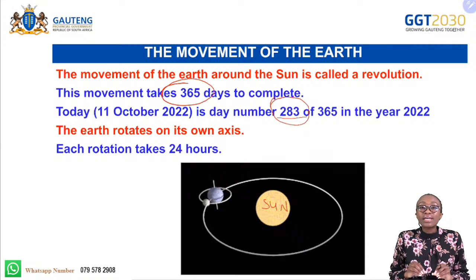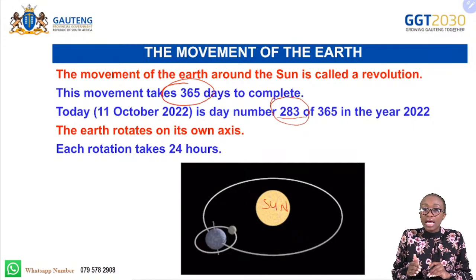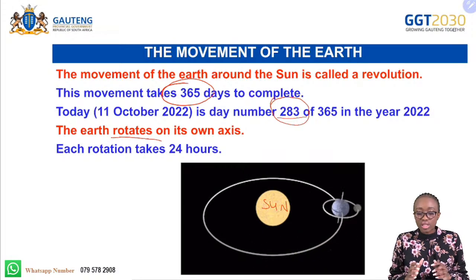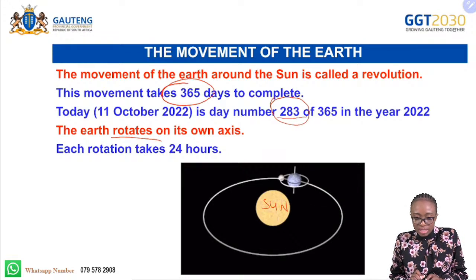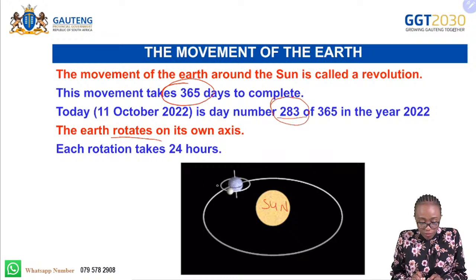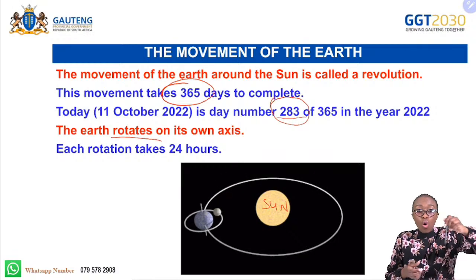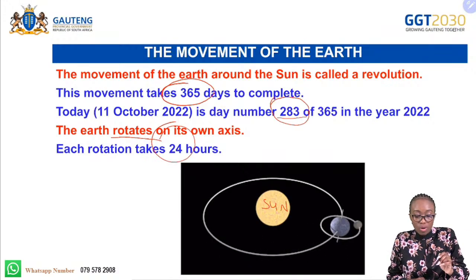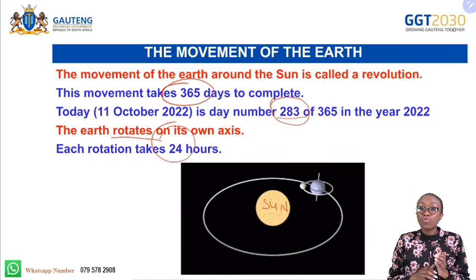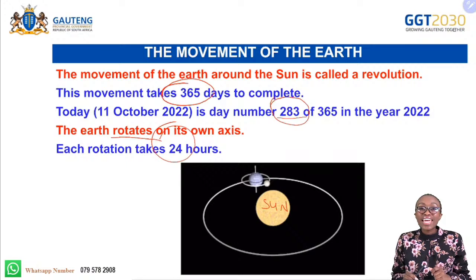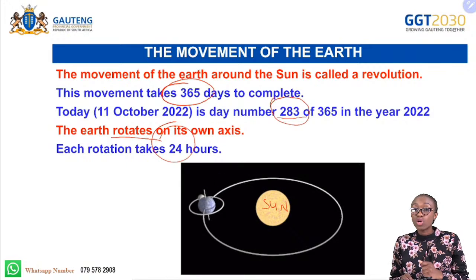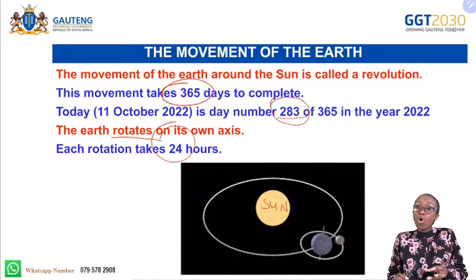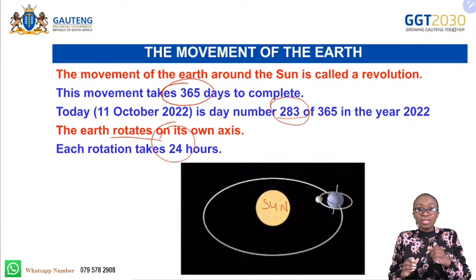But as the earth is revolving around the sun, there is also another rotation happening. The earth is also rotating on its axis. As you can see here, the earth is revolving around the sun, but it is also rotating. And that rotation takes 24 hours. What else do you know that takes 24 hours? A day. A day is 24 hours long. So it takes a day for the earth to rotate on its axis. So the earth is rotating.